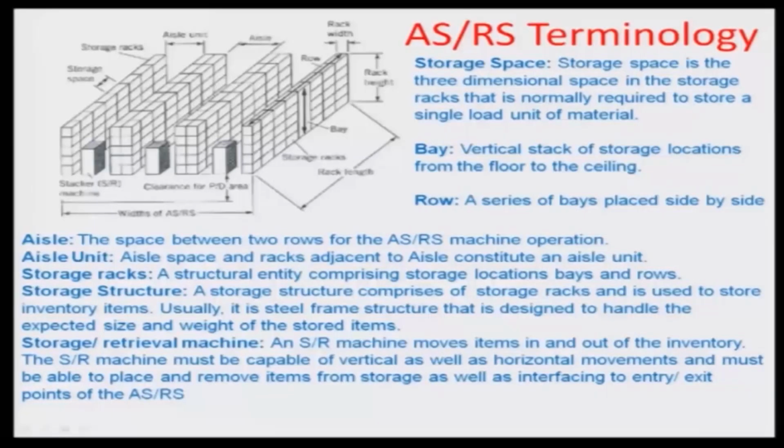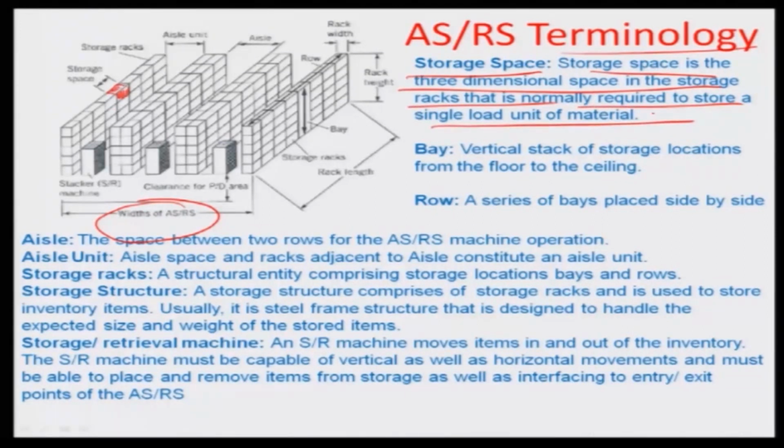So typically the whole ASRS system, as can be seen in the width of this whole ASRS system, is defined as various zones, and there is a certain terminology used for these zones. For example, we have storage space, which reflects one such container here, meant for storing a certain part. It is a 3-dimensional space in the storage rack that is normally required to store a single load unit of material.